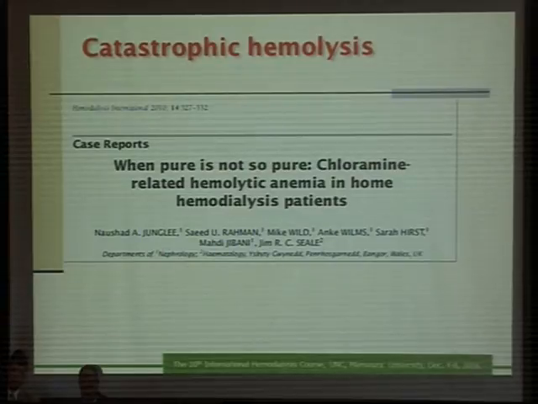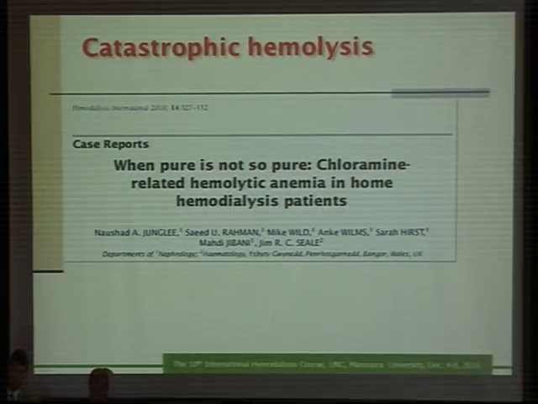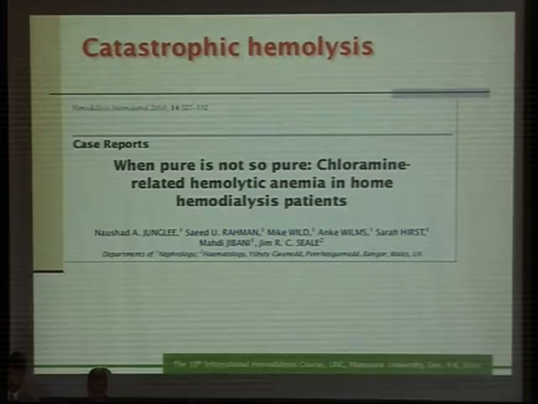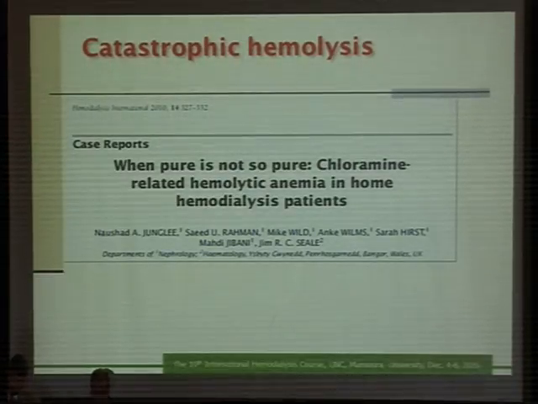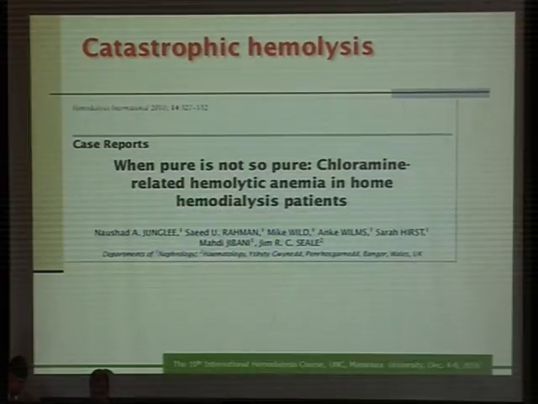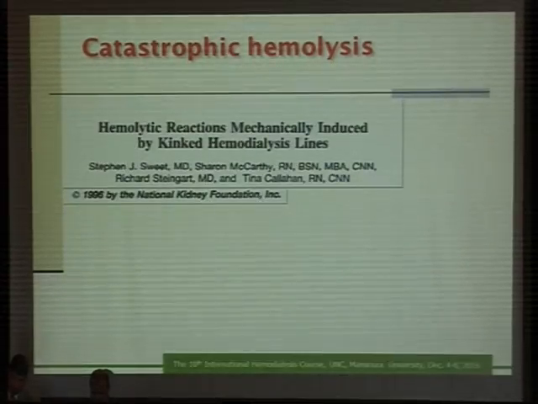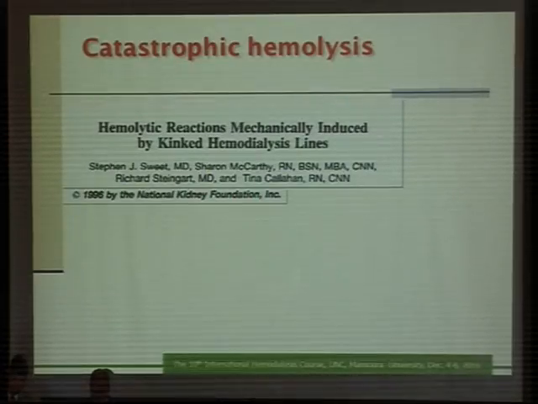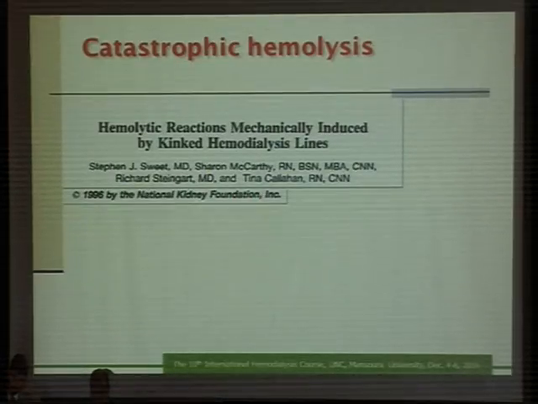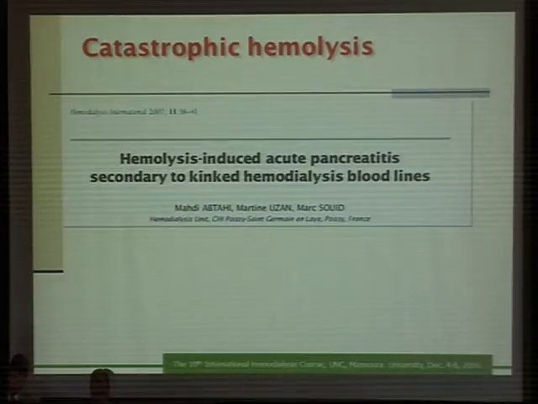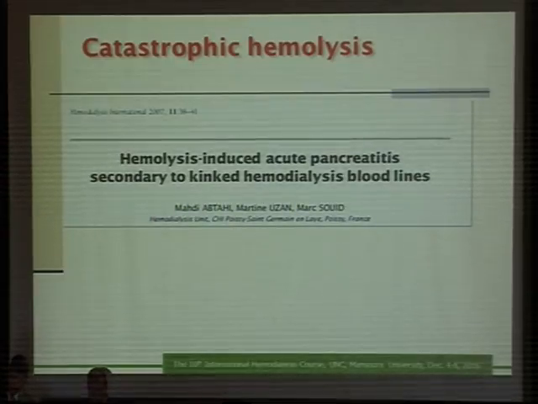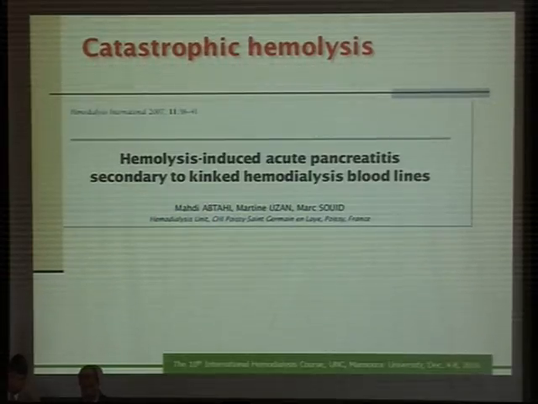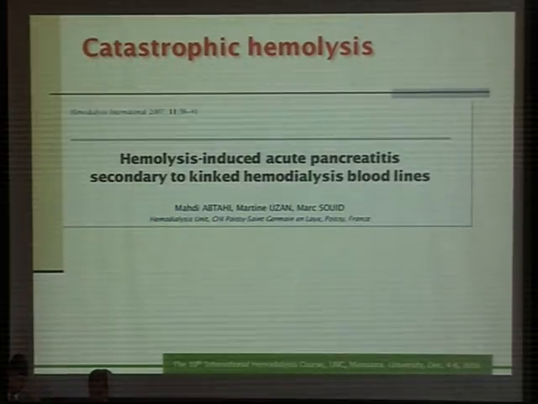And these are some reports about chlorine-related hemolytic anemia. It's usually seen in home hemodialysis patients. And this is another case of hemolytic reactions mechanically induced by a kink in the hemodialysis lines. And this hemolysis could cause acute pancreatitis secondary to the kink in the hemodialysis bloodlines.